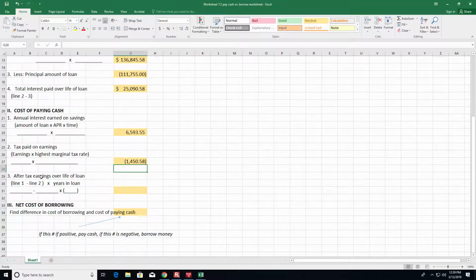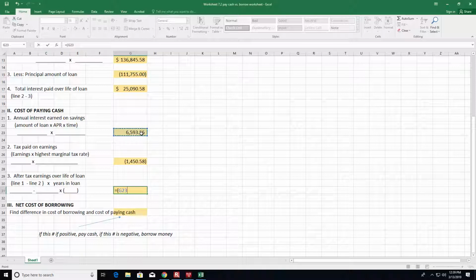So after tax earnings over the life of the loan, in other words, how much of my interest income do I get to keep over those 8 years after I pay my tax bill? I earn $65.93, but I got to pay $14.58 in tax. Is it minus? No, that's a negative number. How many years is this over? 8.